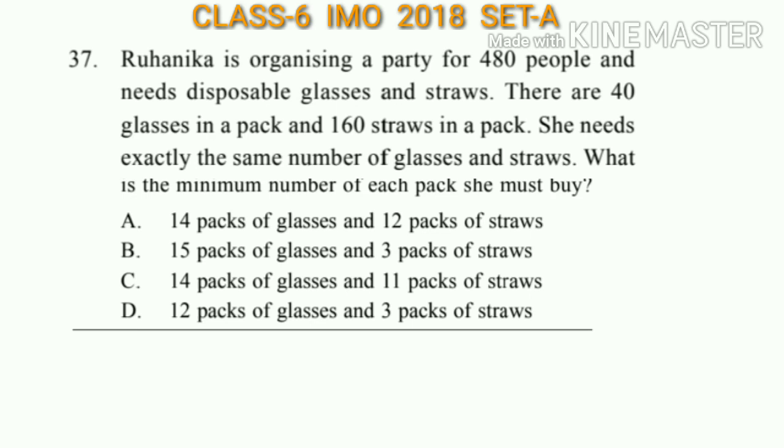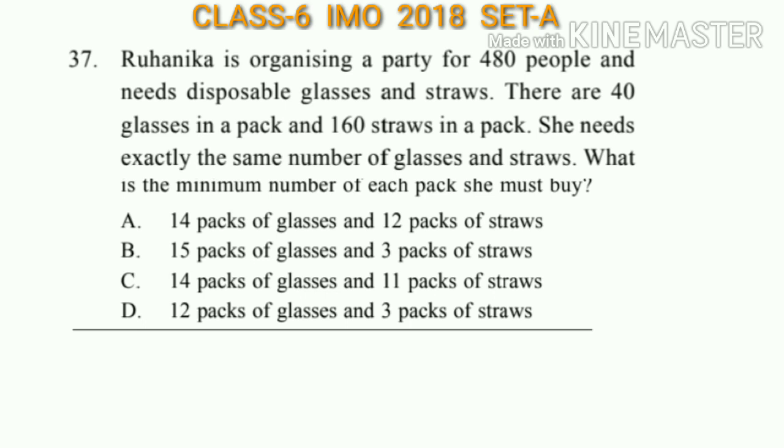Question number 37. Ruhanika is organizing a party for 480 people and needs disposable glasses and straws. There are 40 glasses in a pack and 160 straws in a pack. She needs exactly the same number of glasses and straws. What is the minimum number of each pack she must buy?